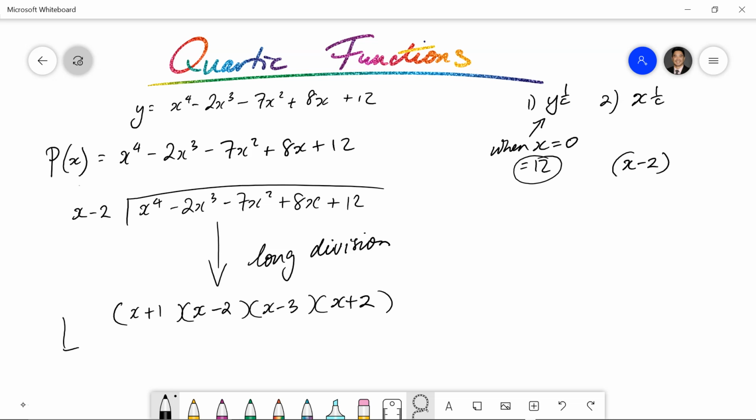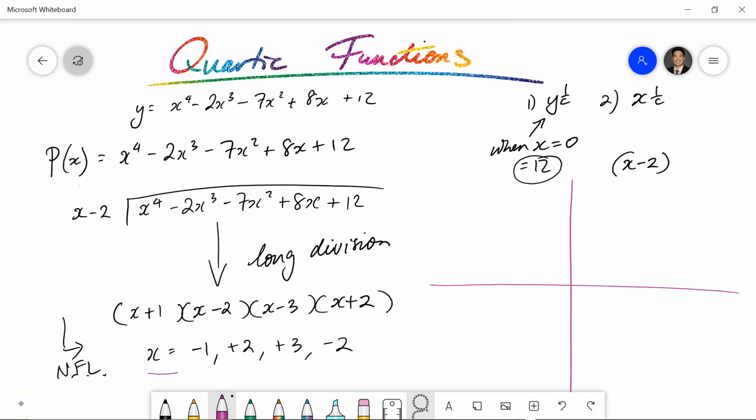Once you reach this stage, then use the null factor law to get your solutions. So the solutions for x are minus 1, positive 2, positive 3, and minus 2. So now we have our x-intercepts, we have our y-intercept, and we can graph it all together now. So 12 is our y-intercept. In terms of our x-intercepts, we have minus 1 and minus 2. We have a positive 2, and we have a positive 3 as our intercepts.